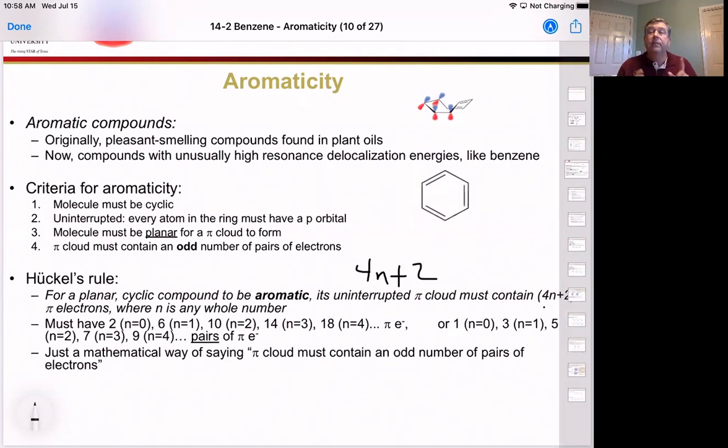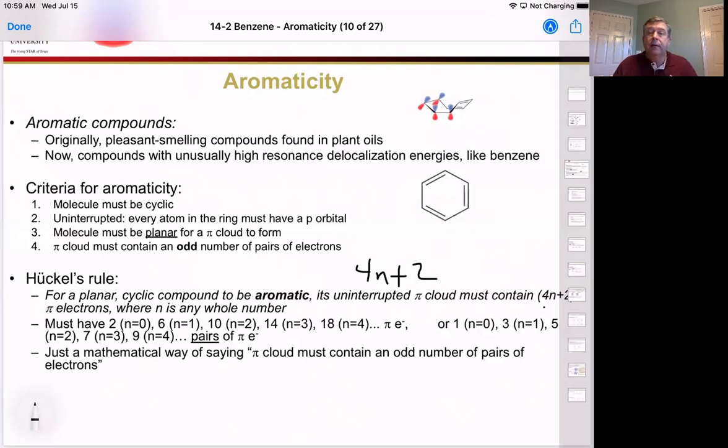So that means if n is 0, we can have 2 electrons in our pi cloud, and it can be aromatic if it satisfies all the rules. It must be cyclic, must be uninterrupted, must be planar, and it must have that odd number of pairs. So 2 electrons is 1 pair of electrons, so that's an odd number.